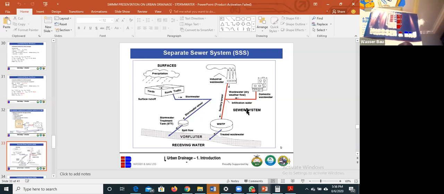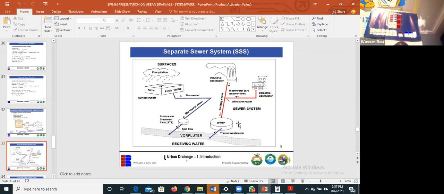After 28 days or 26 days of treatment, passing through different treatment stages, the water will now be discharged into the open stream. By then, the load has been reduced. The BOD has been reduced from 300 or 400 to about 18 or 20. Okay, then with time, as it flows through the water, it will treat itself further.